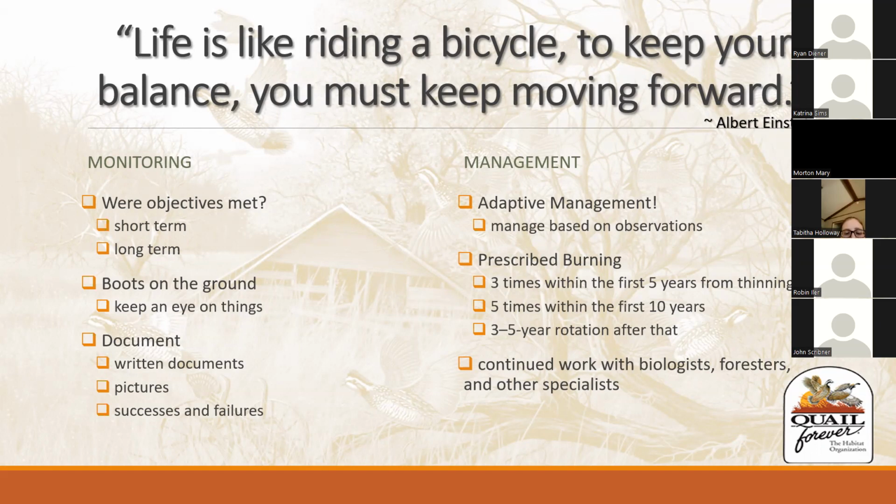Which brings us to the management. Adaptive management is management based on observation and what is currently on the ground. There's not a cookie cutter plan out there that works for every site, because as I said, they're all unique. Managing with prescribed fire is one of the best management tools we have. You're looking at about 3 times within the first 5 years from thinning, and about 5 times within the first 10 years following a thinning. That's about how often you want to rotate your burn cycle. And following that, you can push it back to maybe a 3 to 5 year rotation. But again, it's going out there every year and looking at it and seeing what needs to be done.